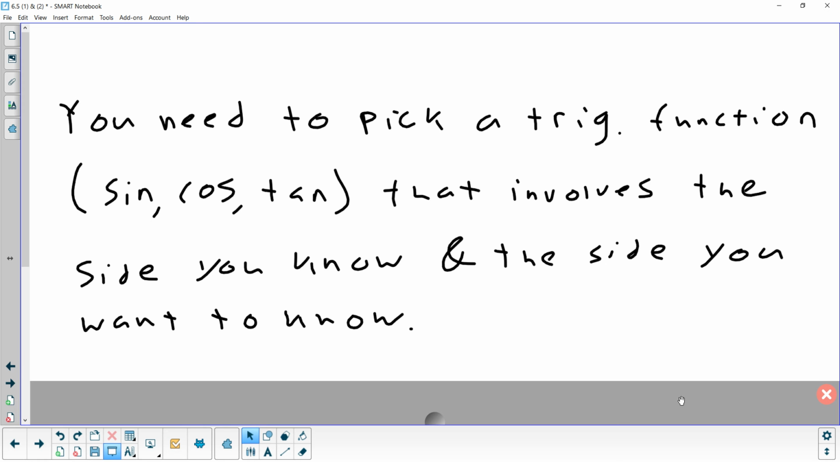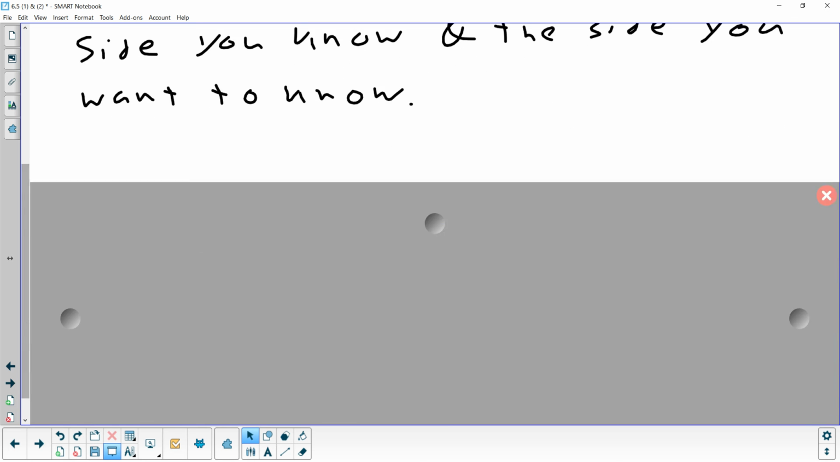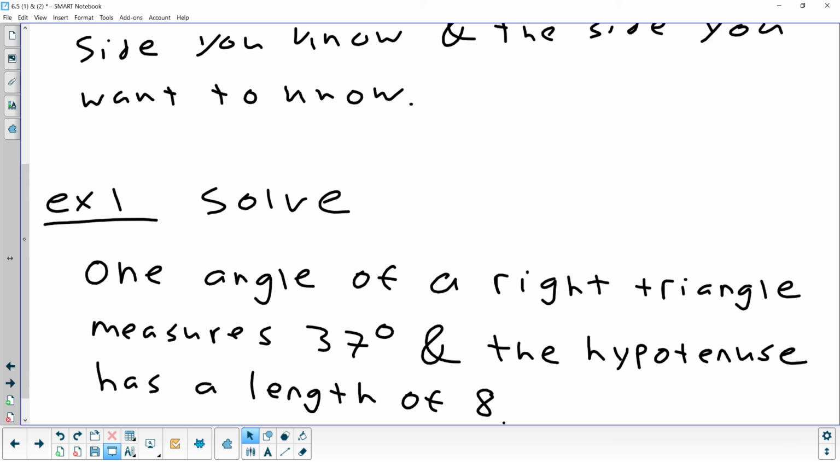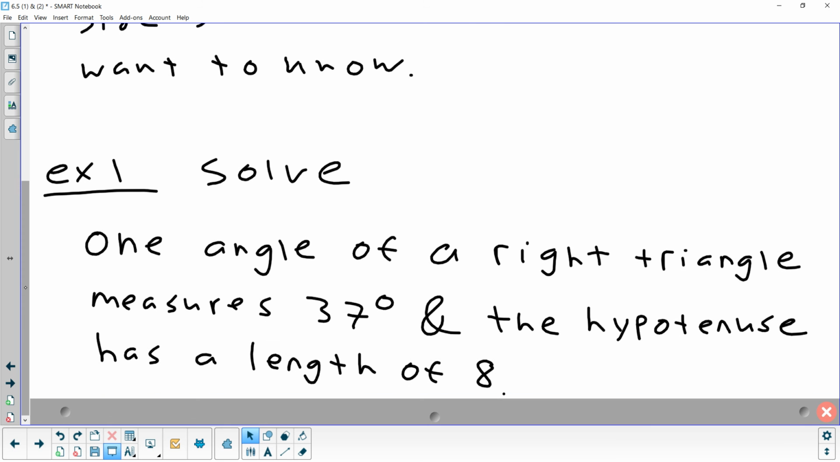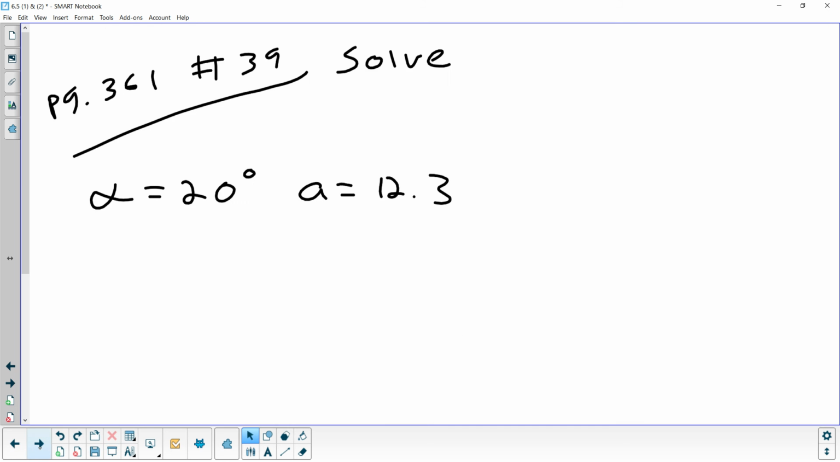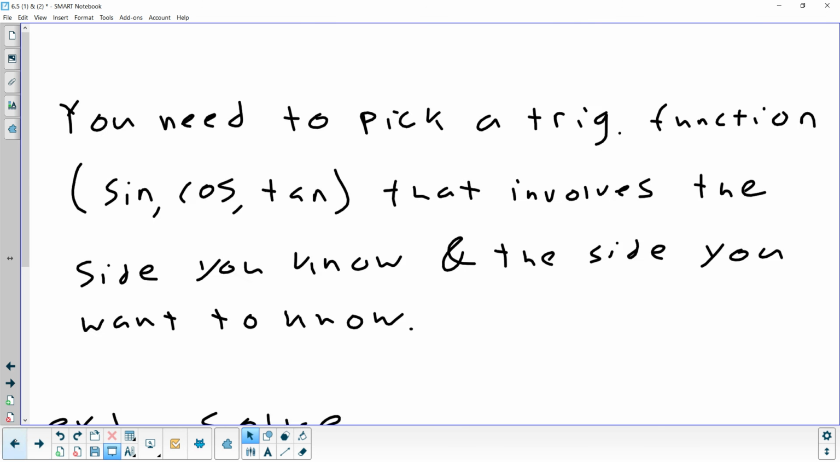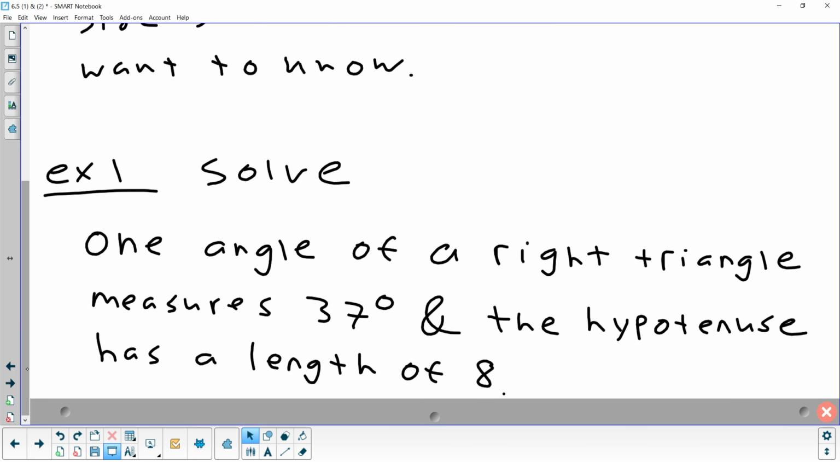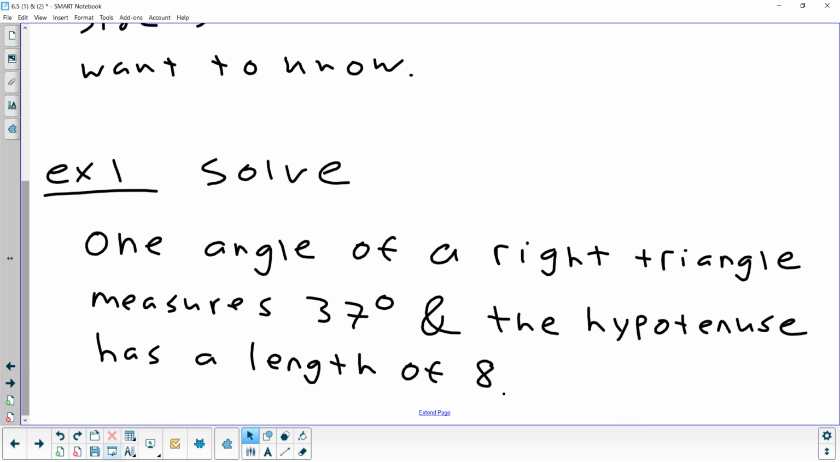All right, so let's take a look at our first problem. So this one, they've really written it out like in sentences. So they can give you a problem like that. Or I could give you a problem like that. Just say alpha equals this, a equals this, solve. And this one's a little bit more written out. So it says one angle of a right triangle is 37, and the hypotenuse is 8.